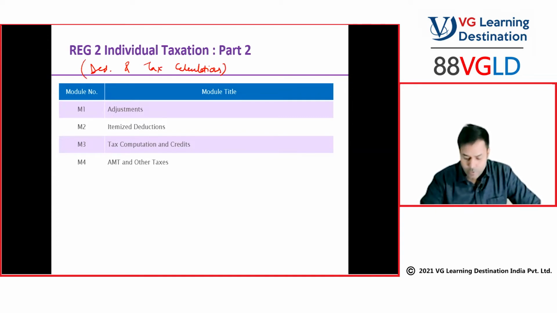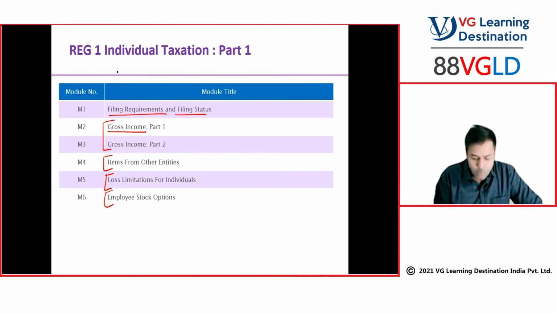First is going to be about what kind of return and what kind of income it is going to be.